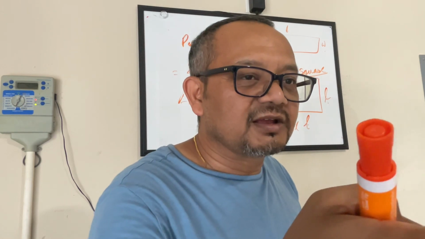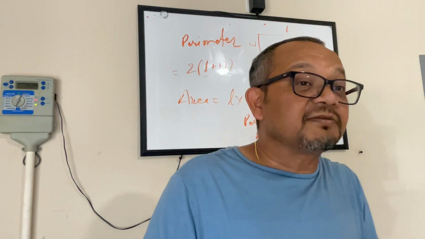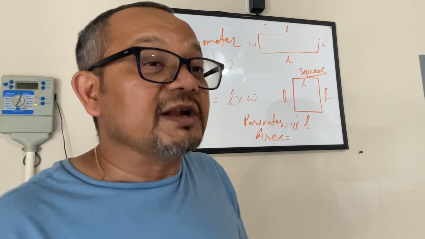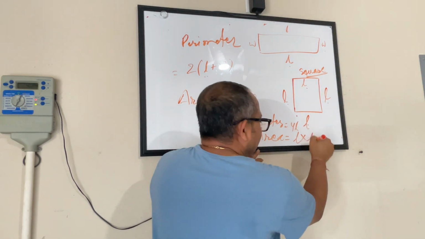Length multiplied by width is equal to area. Length times width equals area. But that is for the rectangle. In case of a square, your length and width both are the same. L times L. It will be L times L.